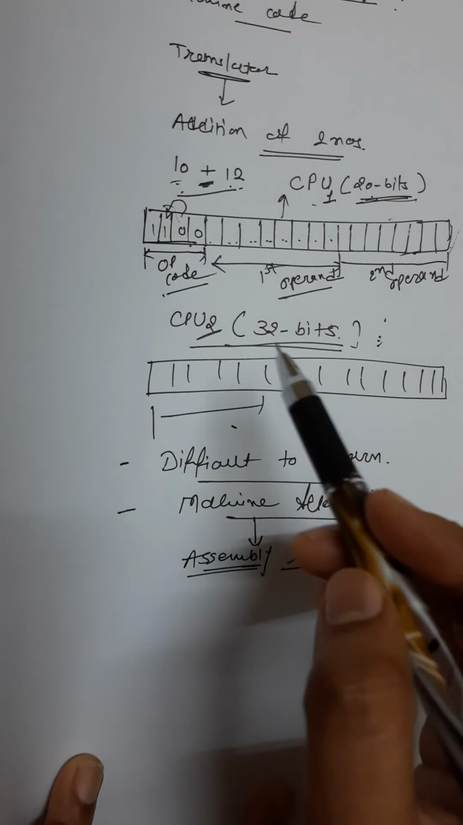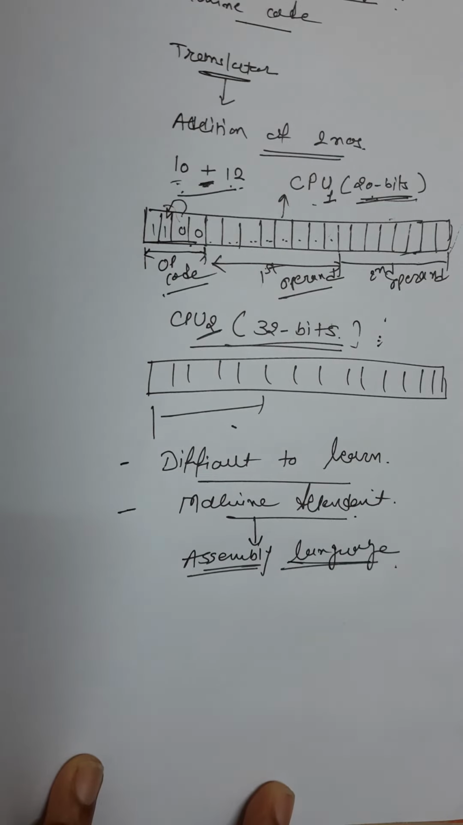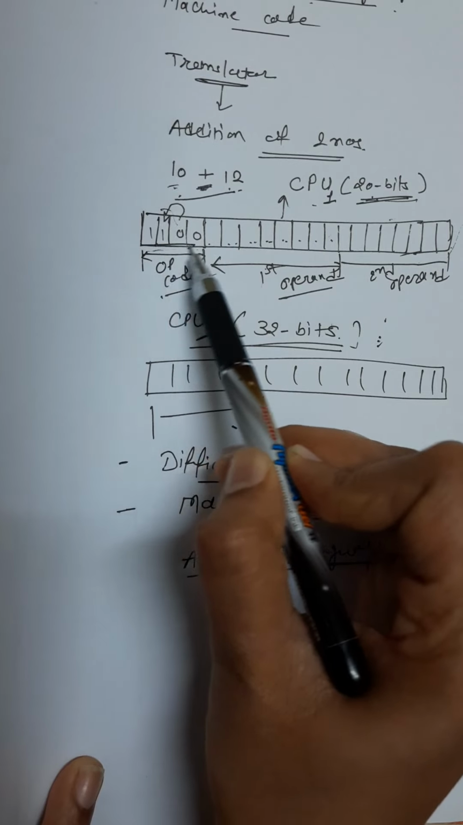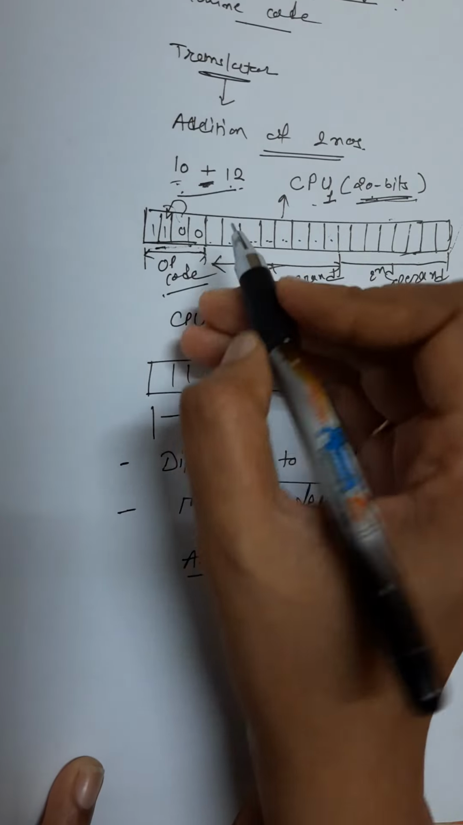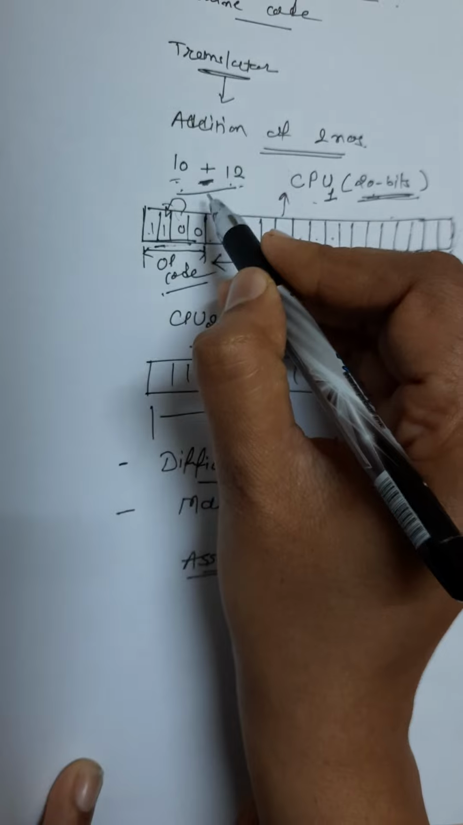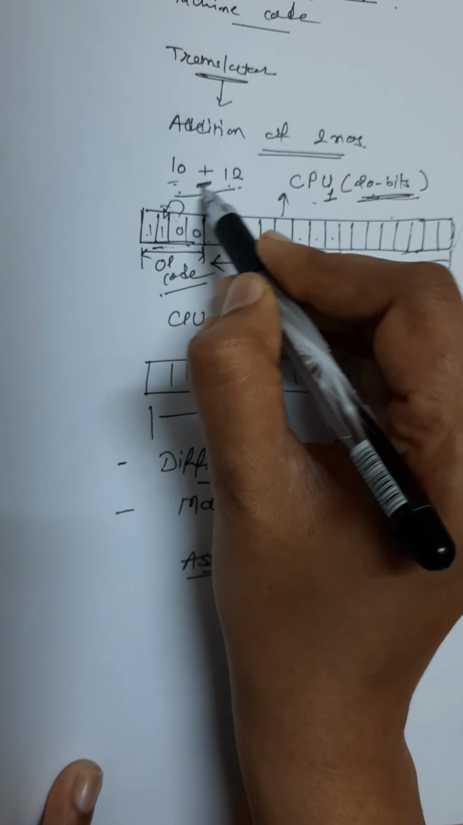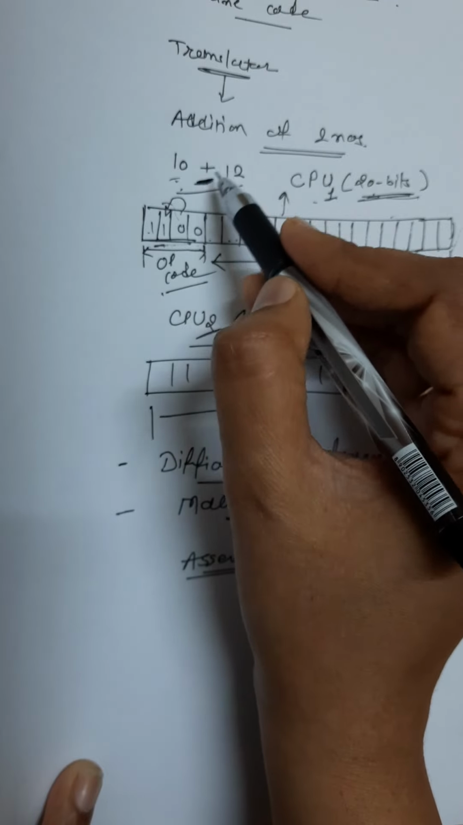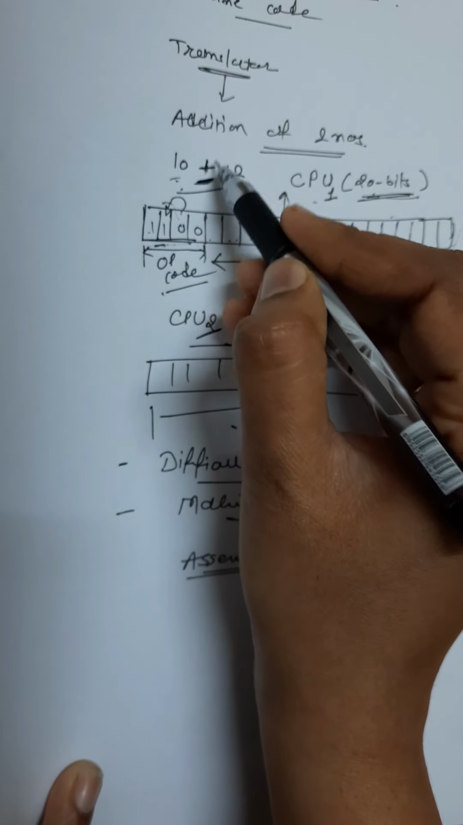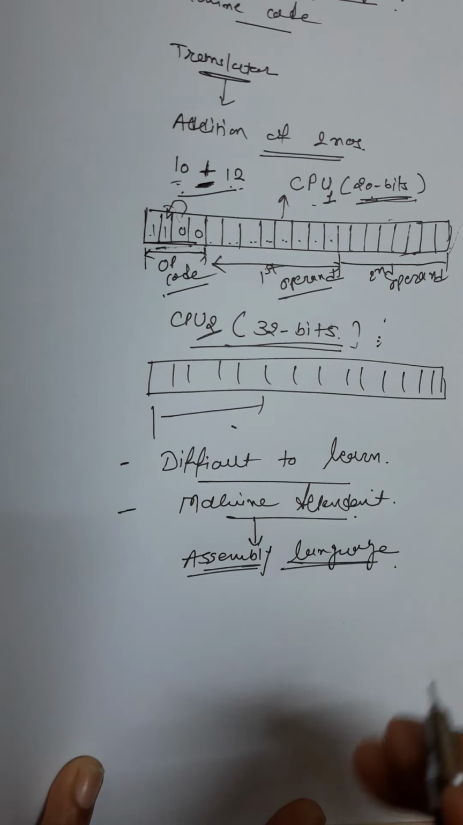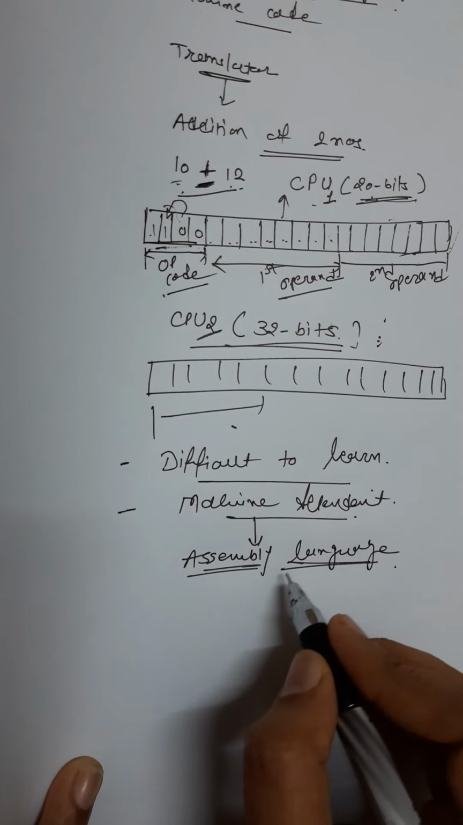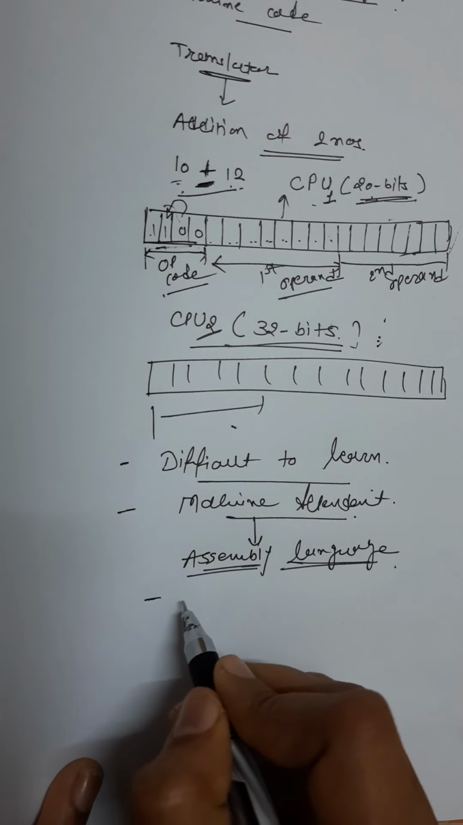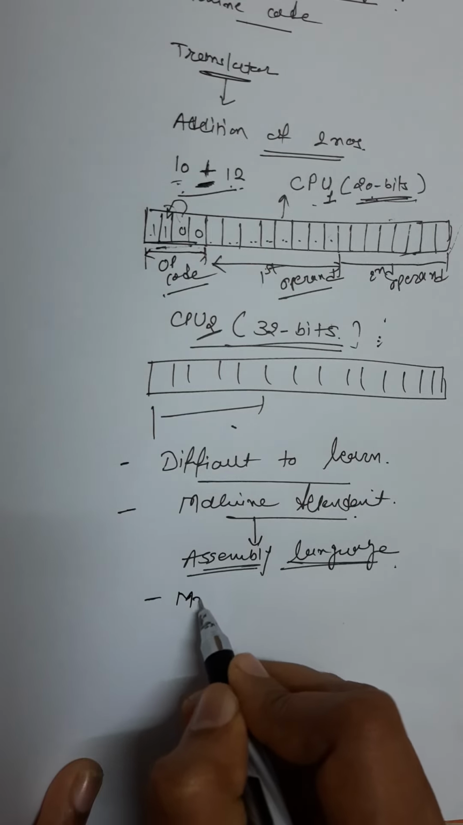See, in assembly language, what happens? Just to write 10 plus 2, here we are using this code to perform the addition. This 1100, what does it represent? It represents the plus sign. So the code to perform a particular operation is reduced to some extent, because in assembly language we are using some mnemonics.